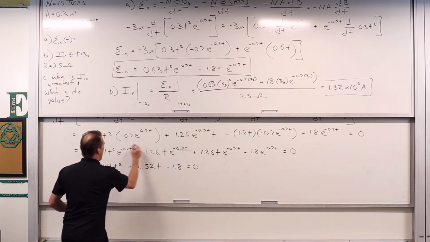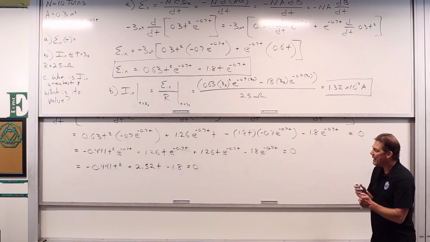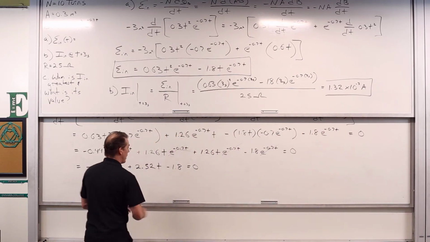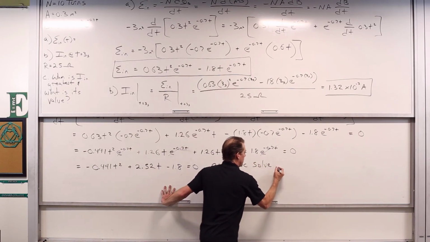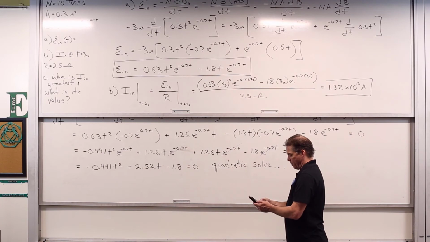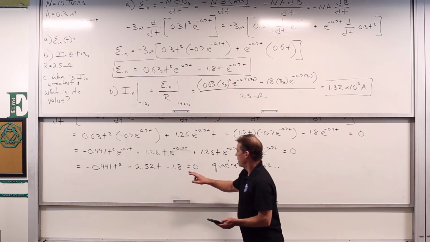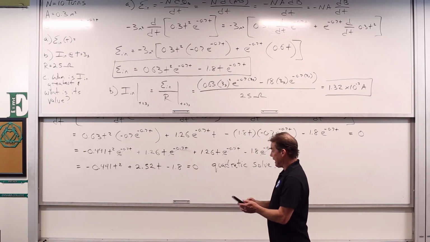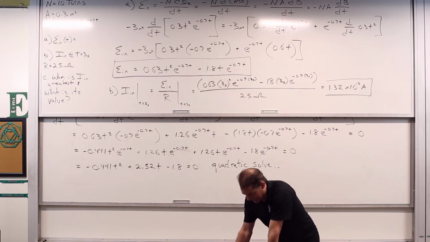Again, because of this common factor here and the fact that this is all being equal to zero, this reduces way down into this, which we can quadratic solve. And we'll do just that. Let me use my sticker that has a quadratic formula for sure. And we've got negative 0.441, we've got 2.52, and we've got negative 1.8. I get 0.8368.